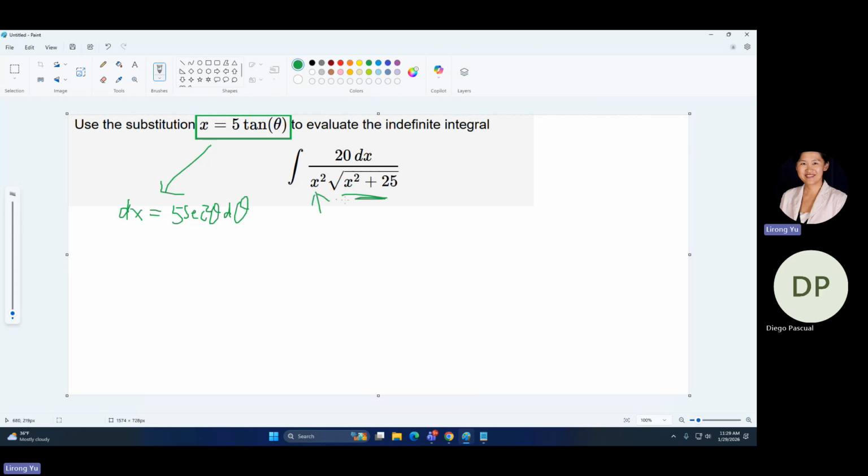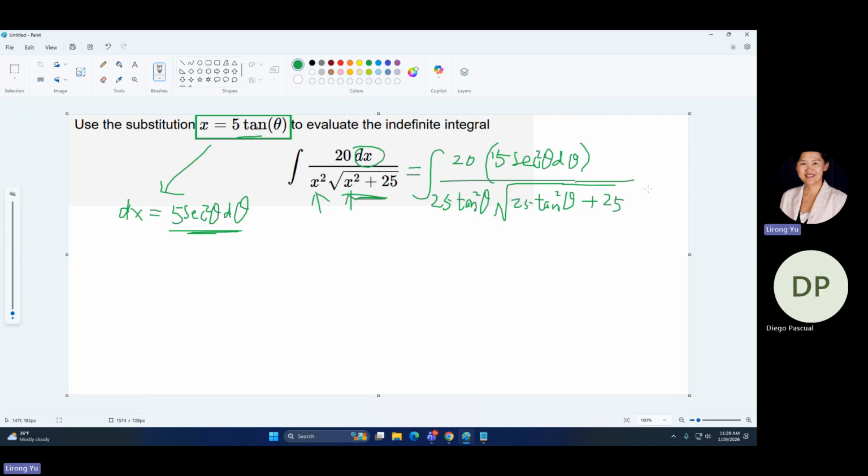And then the substitution is how we replace every x. So this is equal to the integration of 20 times dx, and dx is all that: 5 secant squared theta d theta, divided by x squared. X is 5 tangent theta, so x squared is 25 tangent squared theta. Right, and then we have the root of x squared plus 25, where x squared is 25 tangent squared theta, plus 25.